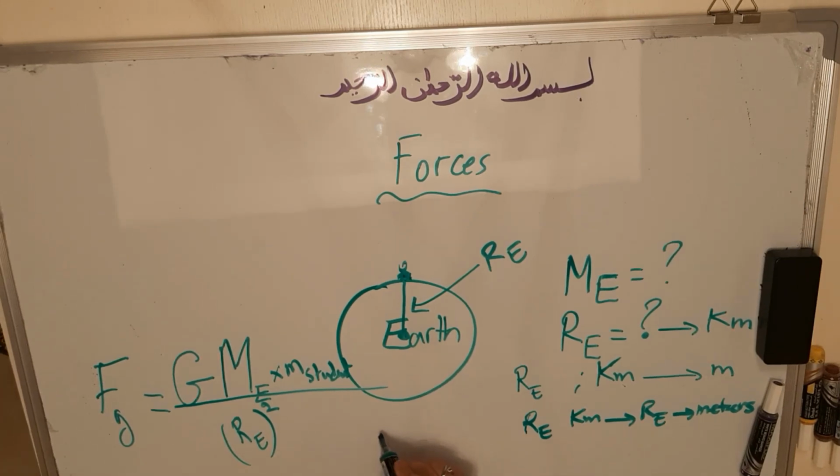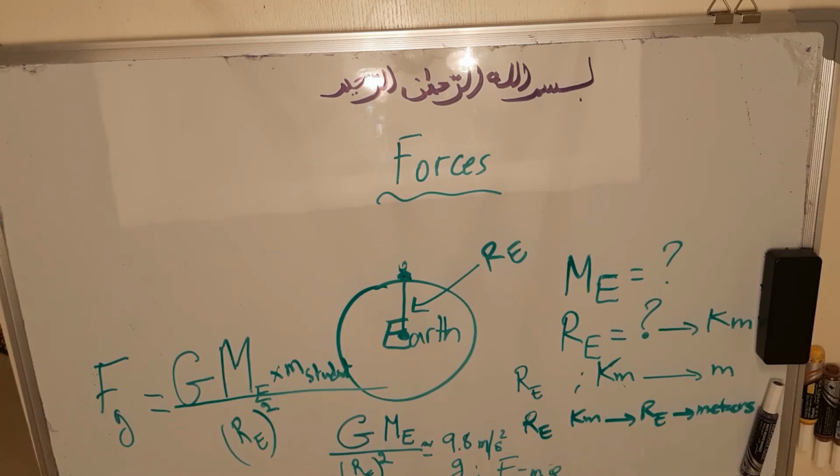And so this G times ME over RE squared, this is going to be your homework, and I'm going to ask you tomorrow, inshallah, when I see you. This is going to be approximately 9.8 meters per second squared. This is going to be the G that we use as F equals mg. So you see now where this G comes from. It is the gravitational constant G times the mass of Earth divided by RE squared.